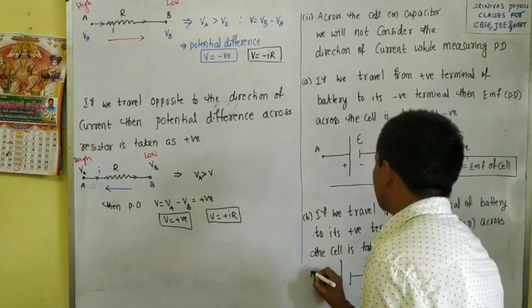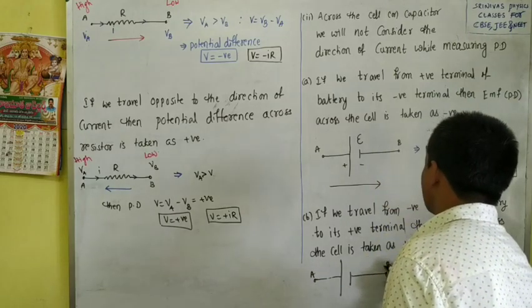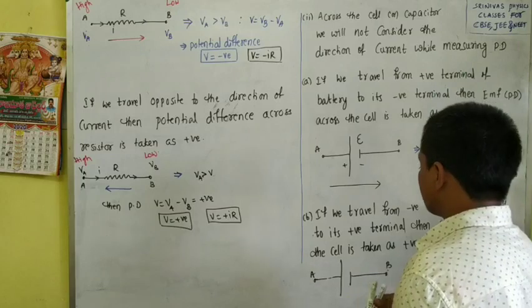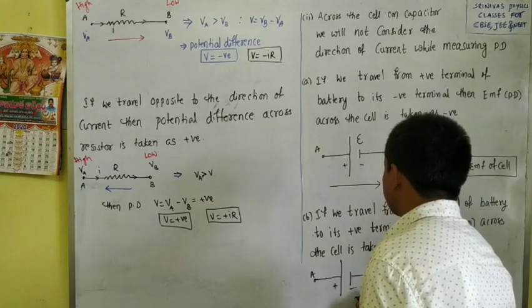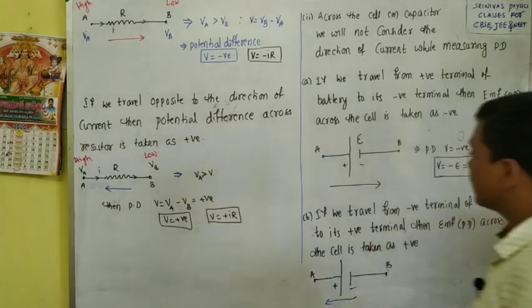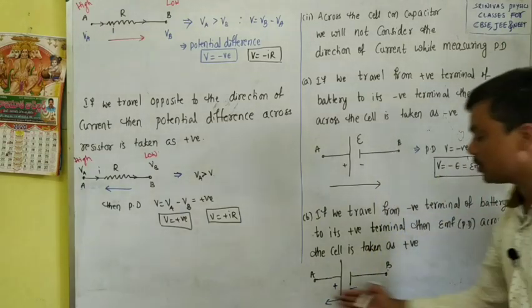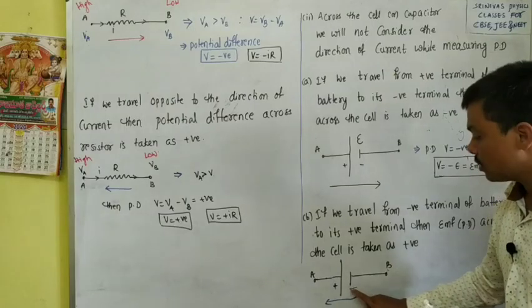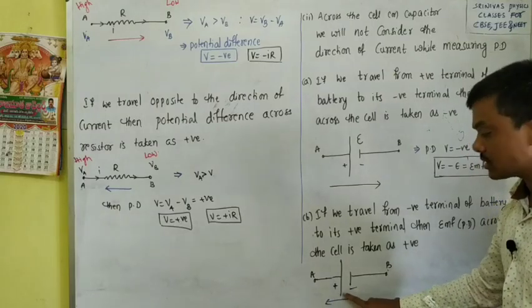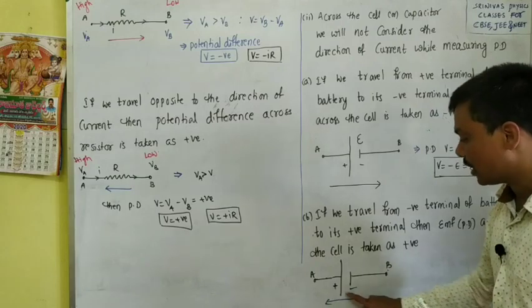Okay, right. And an example: this is the positive terminal of the cell, this is the negative terminal of the cell, this is A and this is B. Now this is the positive terminal and this is the negative terminal. Now I want to go from B to A. I am selecting the path from B to A. When you go from B to A, that means you are going from negative to positive, low to high. Negative is the low potential, positive is the high potential. Low to high you are going.